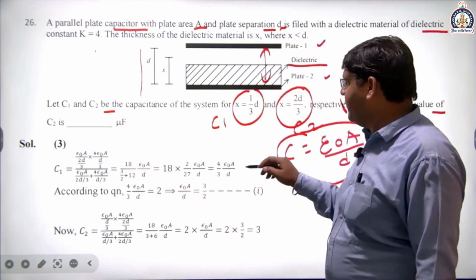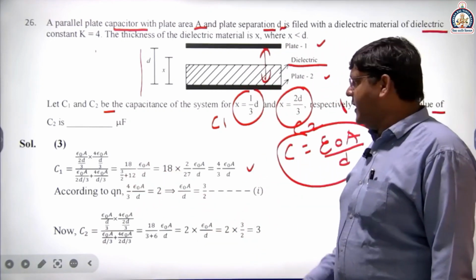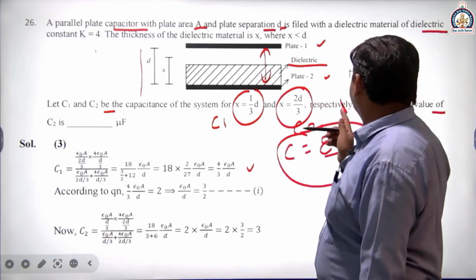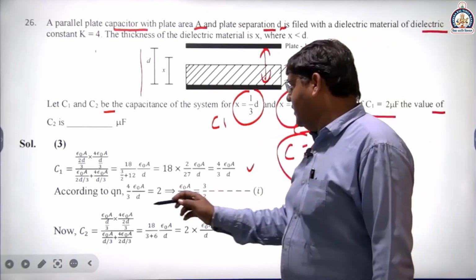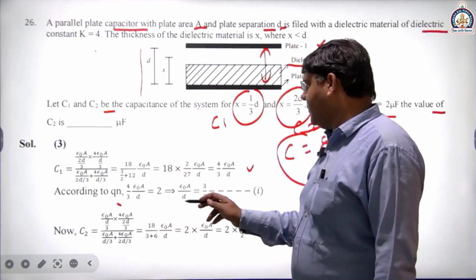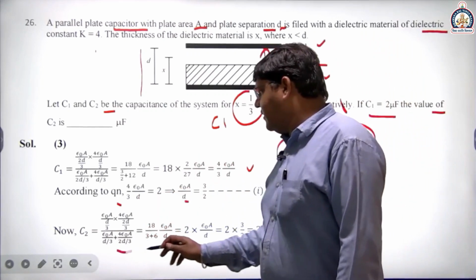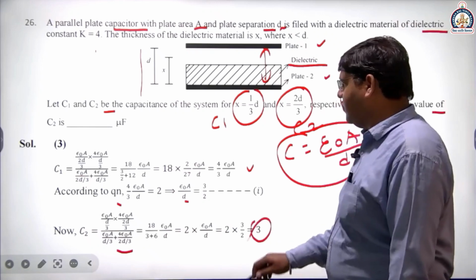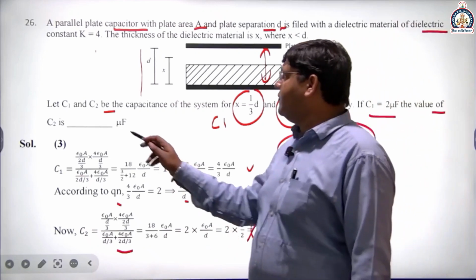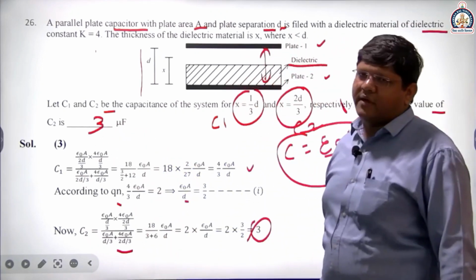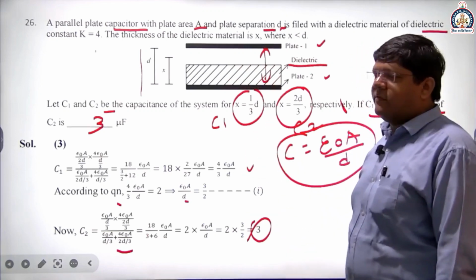On solving we get this relation. According to the question the values are given in this format. So on solving we get E naught A upon D is equal to 3 by 2. The same calculation is done for C2, so the answer comes out to be 3. So the capacitance for C2 is 3. Okay, on solving for the system of capacitors.